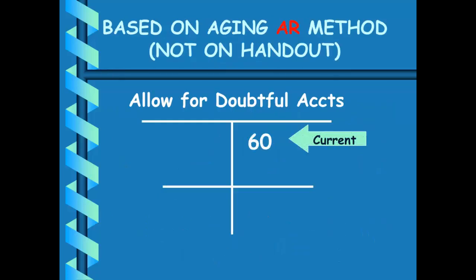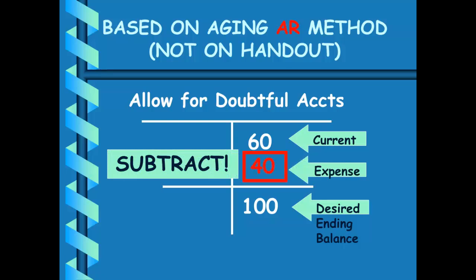We have a $60 credit balance in the allowance for doubtful accounts. We determined, based upon analyzing my receivables, that I should have $100 in that account. To get from a $60 credit balance up to a $100 credit balance, I would have to make my adjusting entry for how much? 40. In other words, you had to subtract, right?